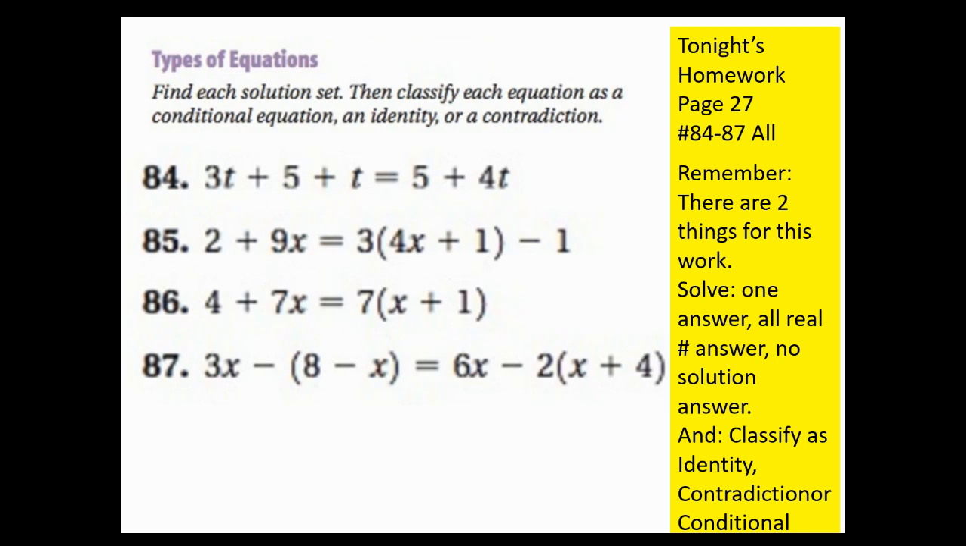So this is tonight's homework. It's on page 27, 84 to 87. Please title that at the top of your paper. And remember, there's 2 things for work: solve, where you get 1 answer, all real number answer, no solution answer, and classify as identity, contradiction, or conditional. Okay, so these 4 problems.